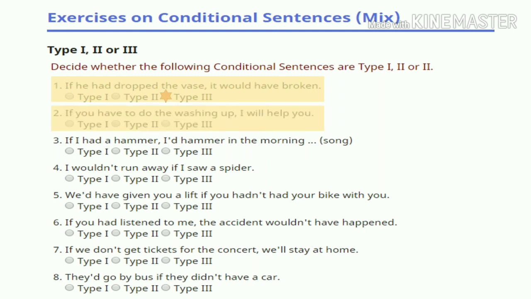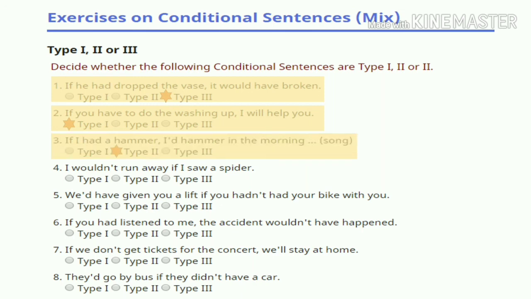If you have to do the washing up, I will help you. Which conditional is it? I will help you. So it's present plus future, conditional type 1. If I had a hammer, I would hammer in the morning. That's a song. So which conditional is it? If I had, that's if plus past, plus would, verb in the infinitive.